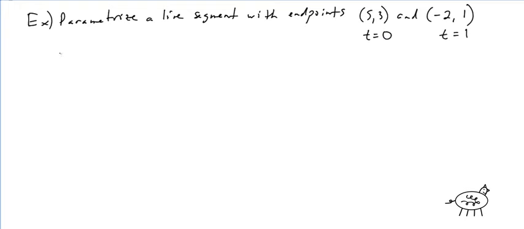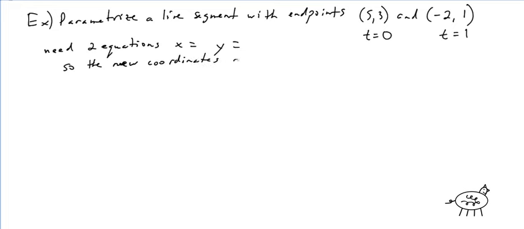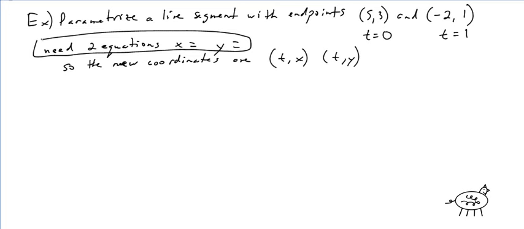So really what I need is two equations, an x equals and a y equals. The new coordinates are t comma x and t comma y. That's what I need to have here. I need to get those new coordinates, but really, what I'm looking for is two equations. That is the main thing.